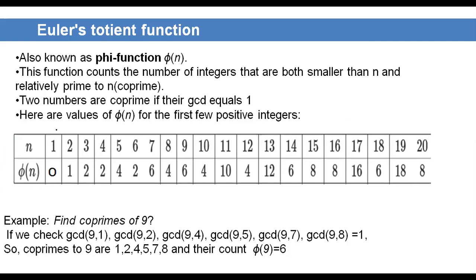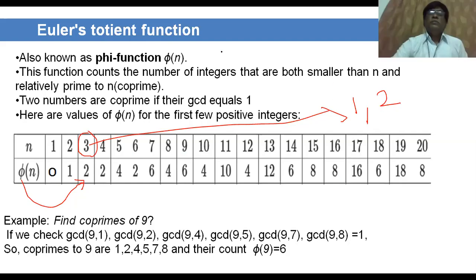And what is phi of 3? If n is 3, what is phi of 3? It is 2. What are those elements? The co-primes to 3 are number 1 and number 2, because GCD of 3 and 1 is 1, and GCD of 3 and 2 is also 1. That's why the co-primes of 3 are 1 and 2, so phi of 3 is 2.